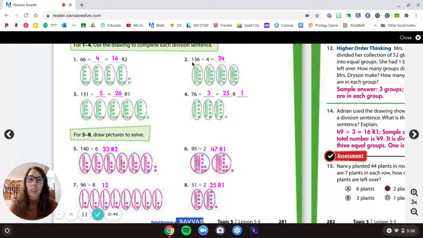Number 2 told us we had 136, and we divided it into 4 groups. How many are in each group then? Well, if we count them out, we get 34.